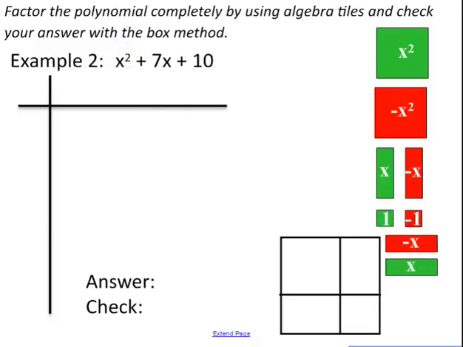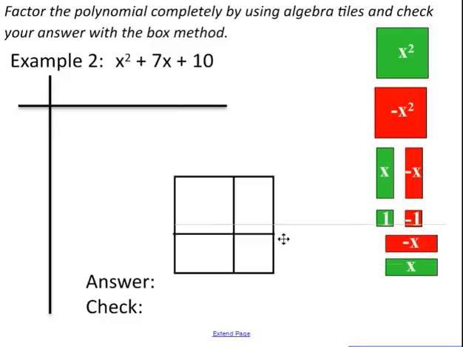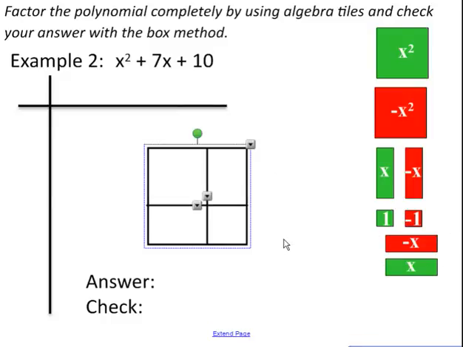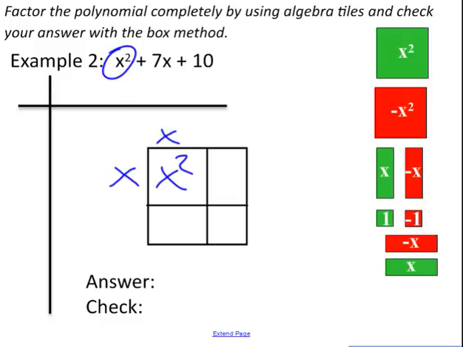So this one I'm going to leave the algebra tiles alone. I'm going to take a look at using my box method because it's fun too. Alright, so I've got my x squared term here. It gives me an x and an x. I notice that both of these two things are positive, so everything's going to be positive.